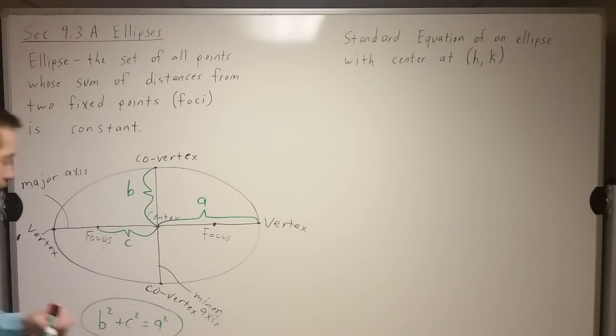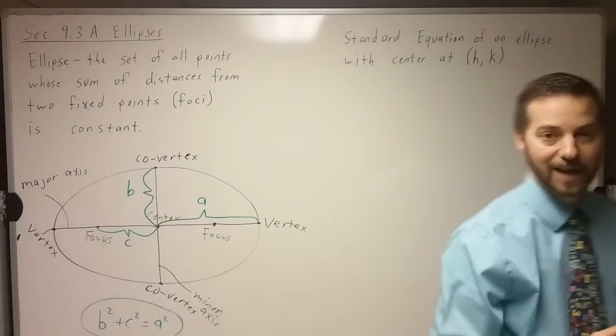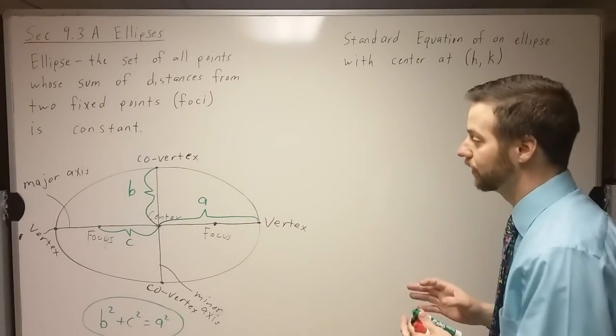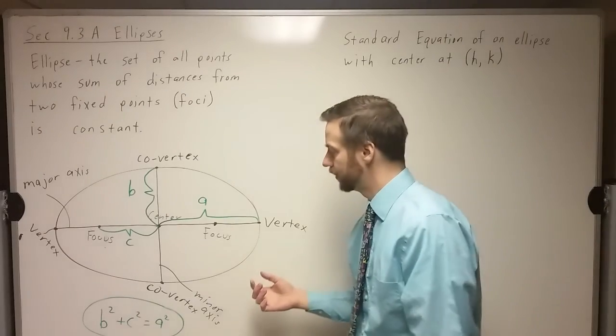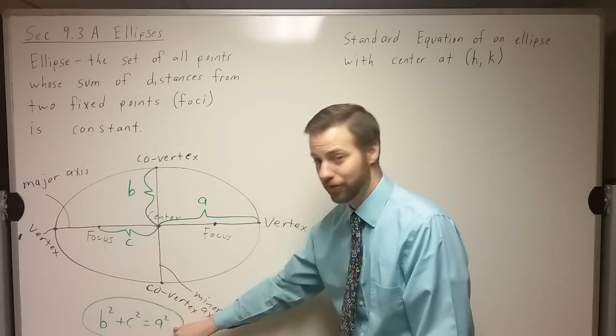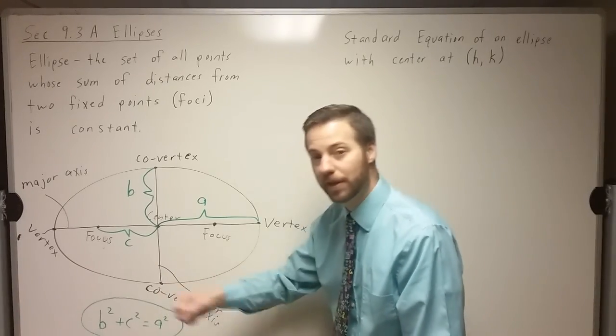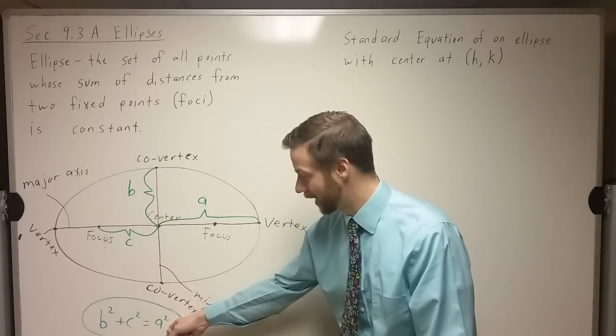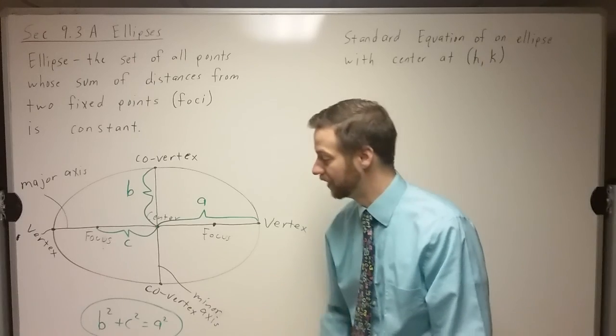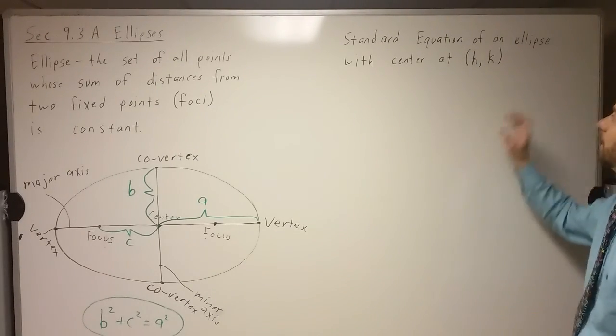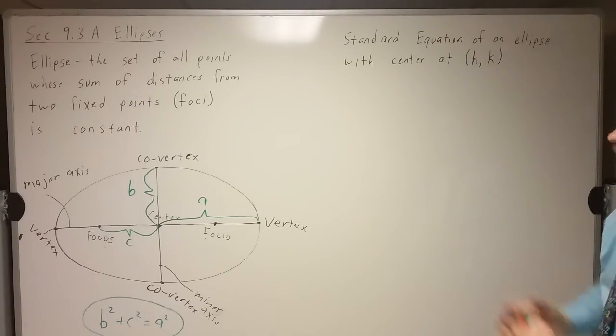That is a relationship that's always true between B, C, and A, between those lengths of the pieces of this ellipse. And so if you're ever stuck on a problem, you're like, well, how do I know that? This is probably the answer. So keep that in mind. That's a very important little piece of information. All right, so there's what it looks like.